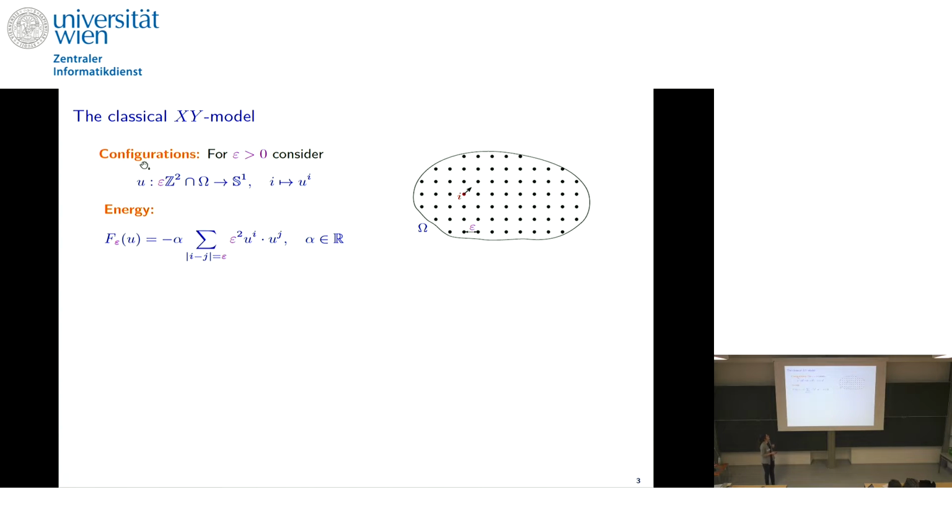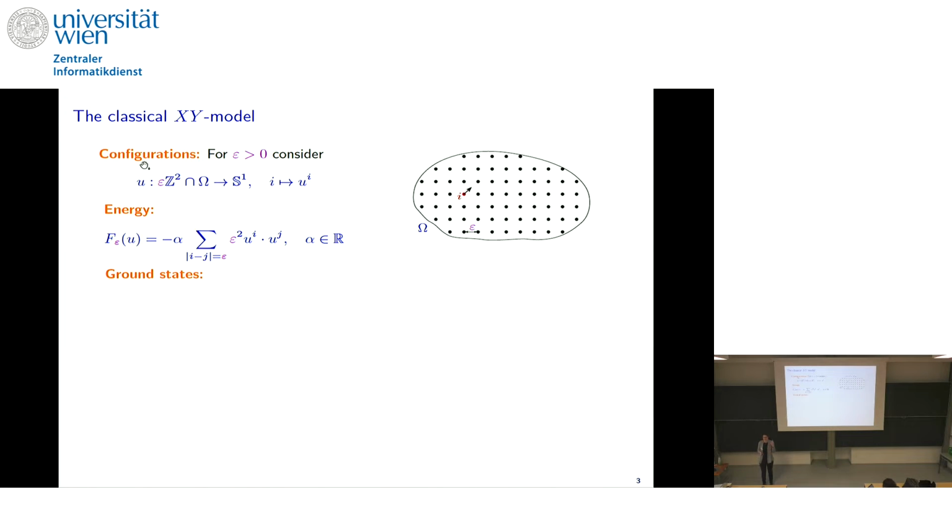To these configurations you associate an energy, which in this simple case is just given by nearest neighbor interactions, and you just sum up the scalar product between nearest neighbors. Then there is a normalization factor epsilon squared, which goes with the volume of a unit cell. And this whole energy is weighted by a minus alpha, which essentially tells you how ground states of your energy will look like.